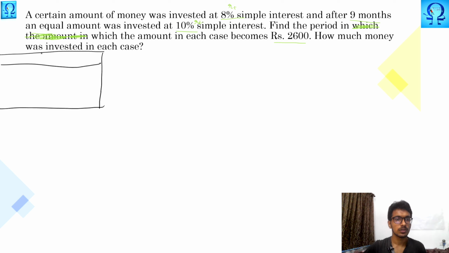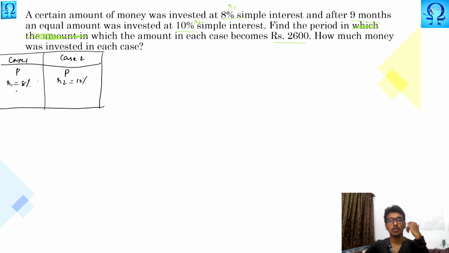So first of all, let this be the first case and let this be the second case. What was the money invested? It is the same in both the cases. What was the rate of interest? Here it is 8%, here it is 10%, right? The time period we don't know. It is not given. Find the period in which the amount becomes 2600. So we will have to find out the time period.